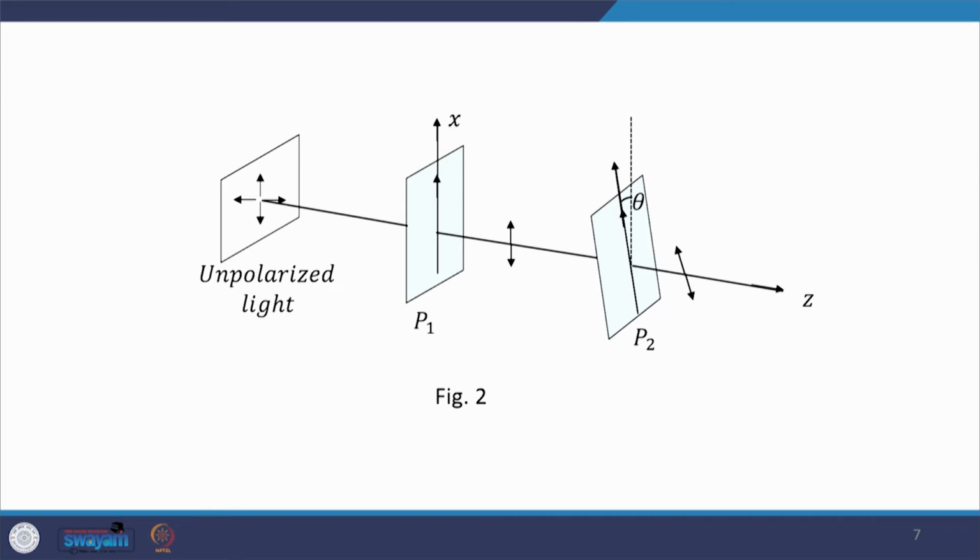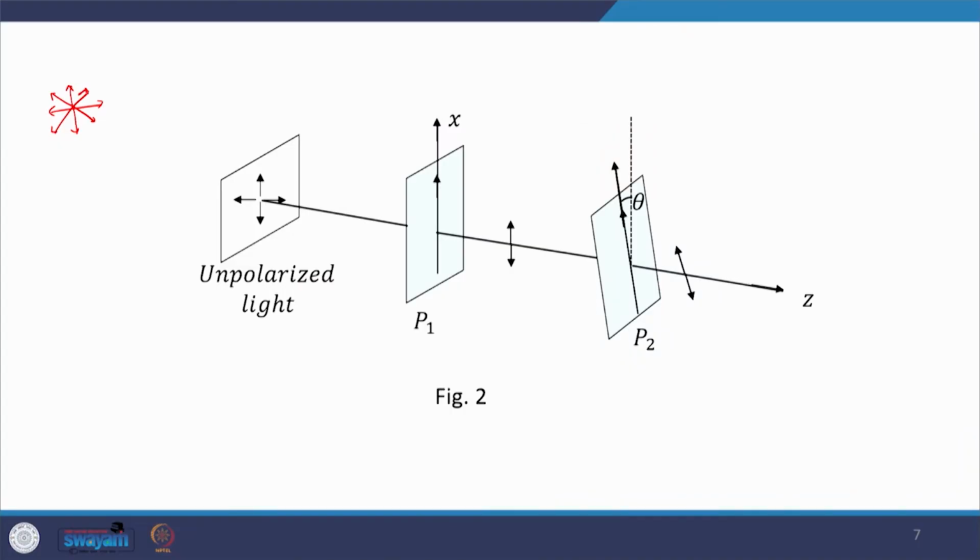Now, we know that in unpolarized light, the electric field can randomly orient itself in any direction, and therefore, unpolarized light is schematically represented by this star type figure. These are double headed arrows which represent the direction of oscillation of the field, and since the field can orient in any direction, this star shaped symbol is chosen to represent unpolarized light.